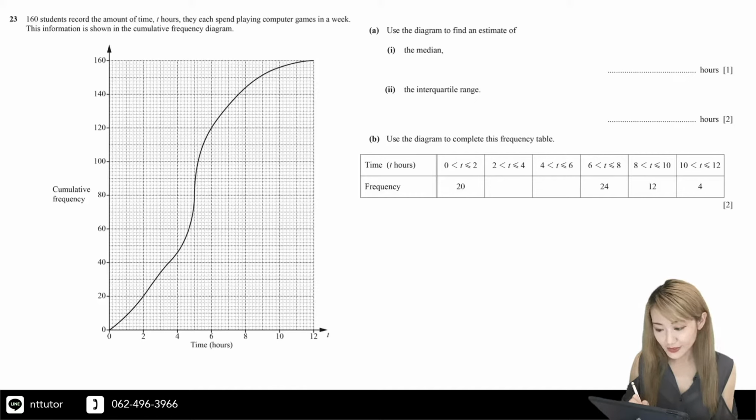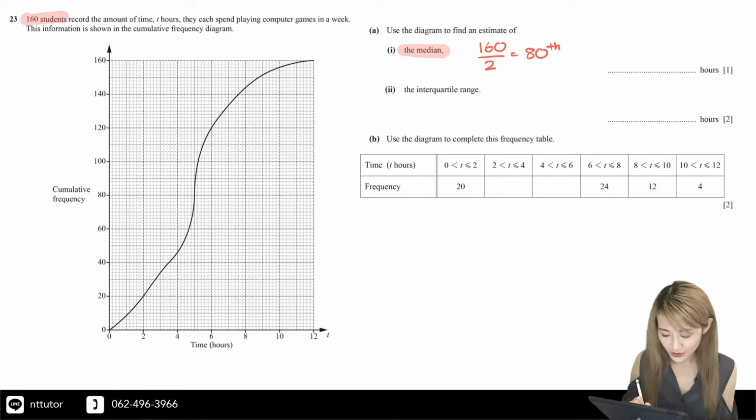The median. The median is the middle. So we have a total of 160, so the middle will be at 160 divided by 2. So that's the 80th kid on the diagram. So we go to 80 on the cumulative frequency. It touches the graph here, corresponding to a time of 5 hours. So the median is 5 hours.